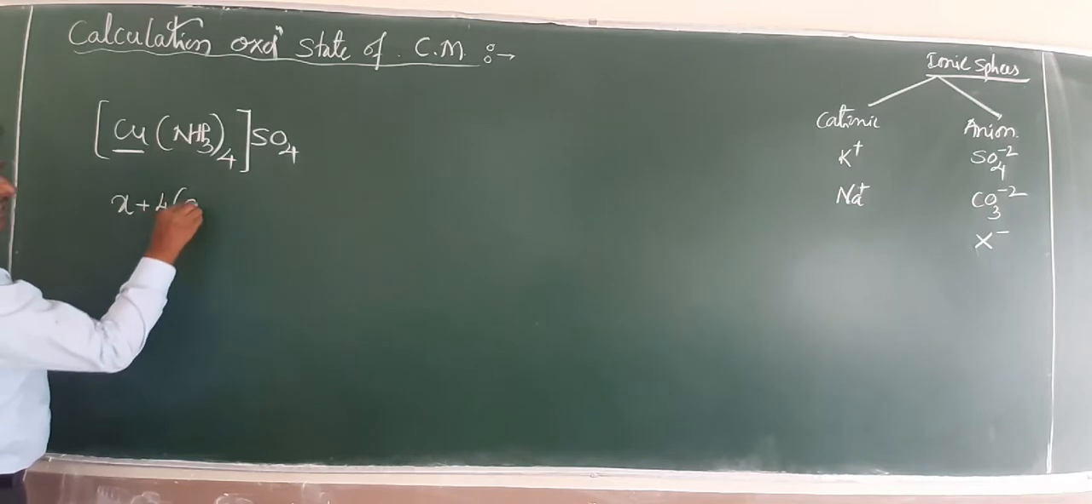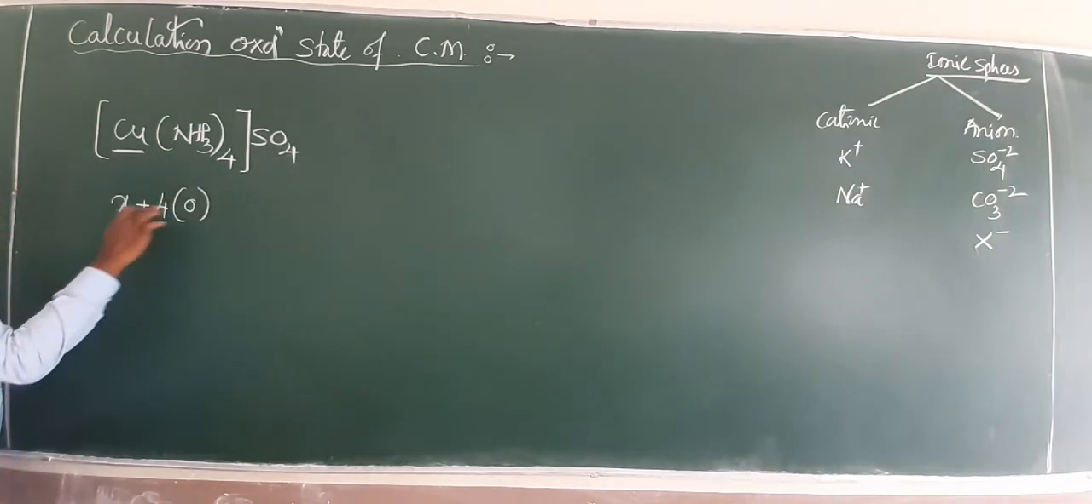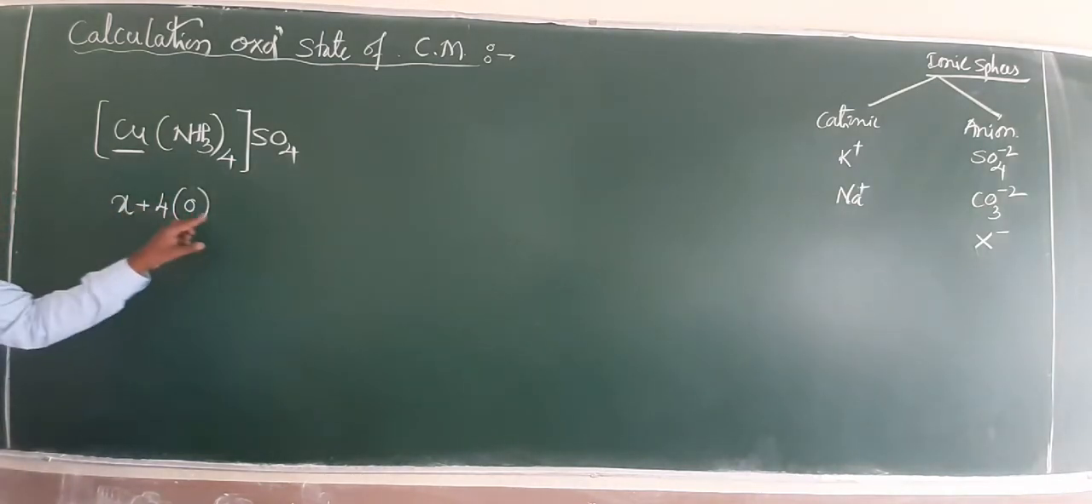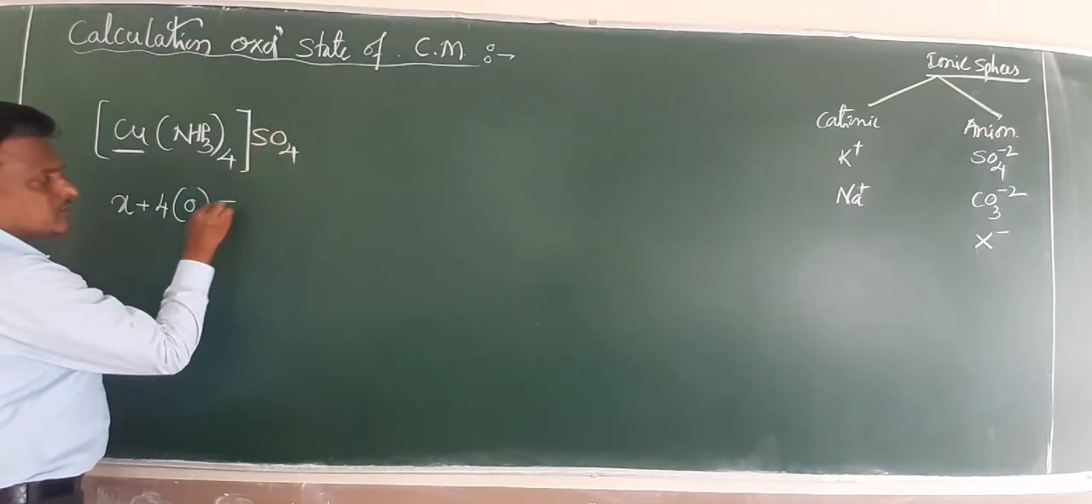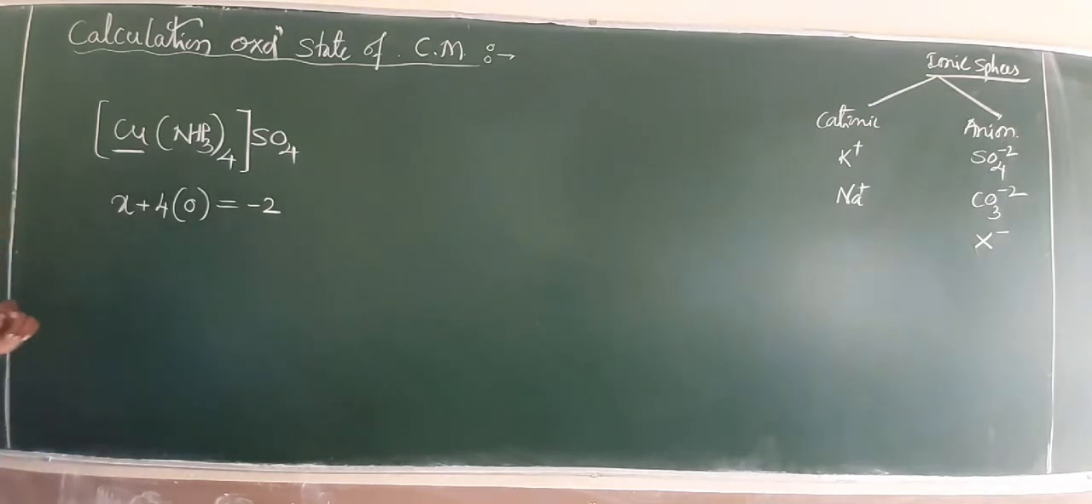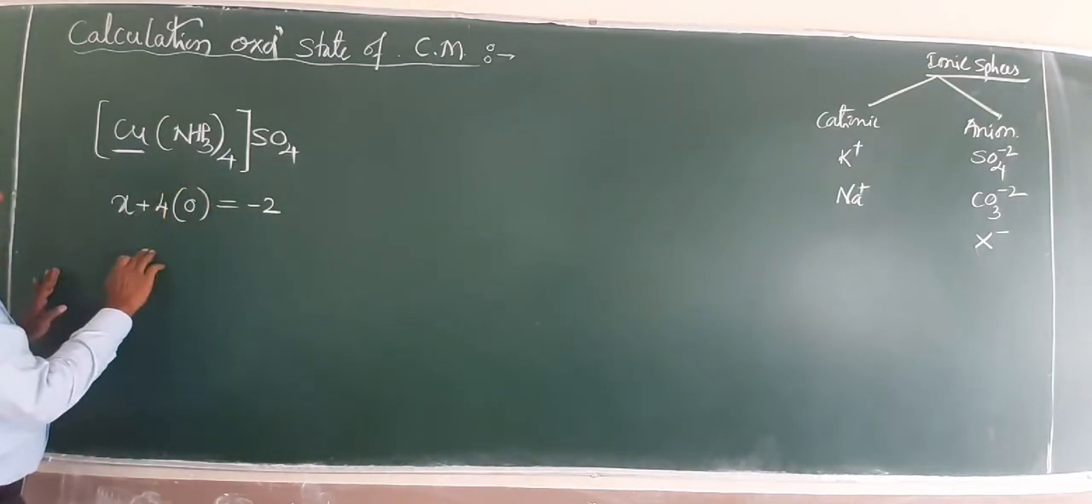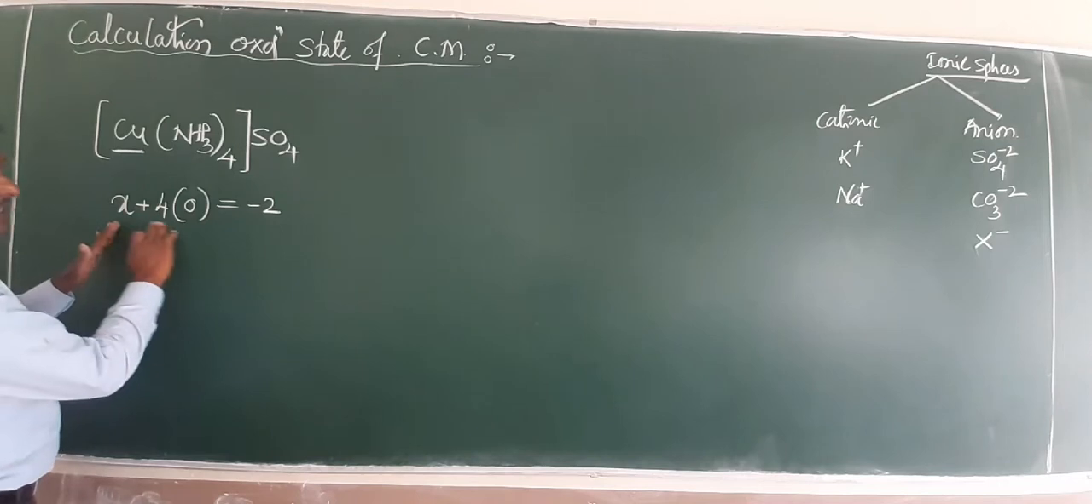Ammonia is neutral, the charge is 0. Yes, the net charge becomes 0. The sulfate component is easy to know: sulfate is minus 2. Yes, the whole charge of the component is easily available in our syllabus.